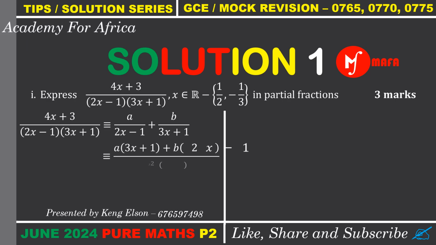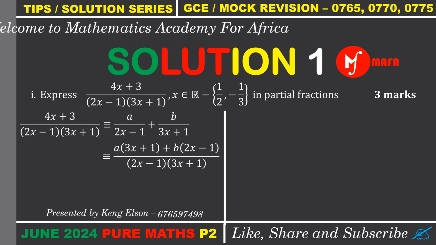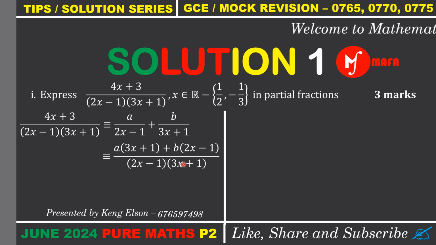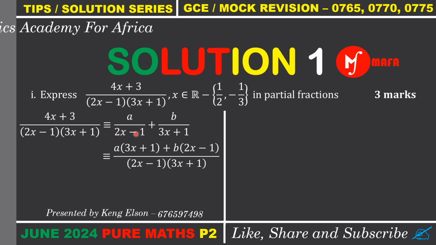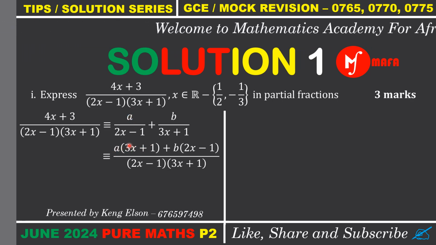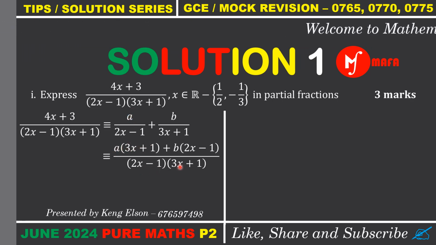Alright, so the LCM is 2x minus 1 times 3x plus 1. When we take 2x minus 1 times 3x plus 1, we divide by 2x minus 1. We are basically going to have 3x plus 1. We multiply with a, we are going to have a into 3x plus 1. We take the very product and divide by 3x plus 1.